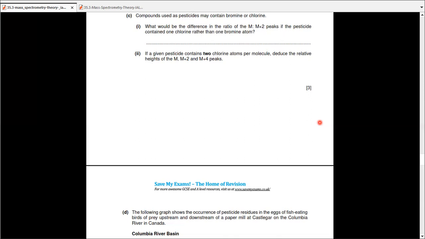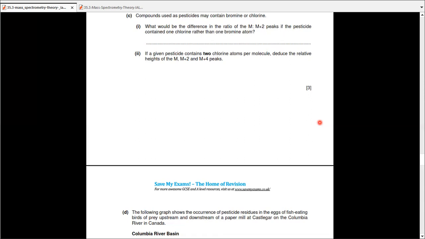Part 2. If a given pesticide contains 2 chlorine atoms per molecule, deduce the relative heights of the M, M plus 2, and M plus 4 peaks. 9 ratio 6 ratio 1. Very good. How are you going to work it out? The answer is correct, but this is a 3-mark question, which means 1 mark is for part 1. There are 2 marks for this part. How are you going to show a little bit of working to get to 9:6:1? Again, the same thing as I've explained earlier. 75 ratio 25 gives us 3 ratio 1.